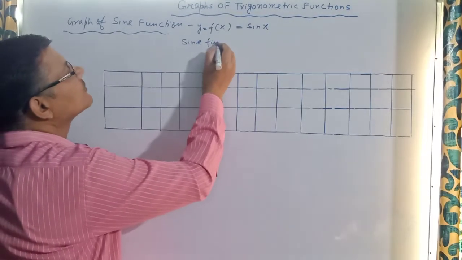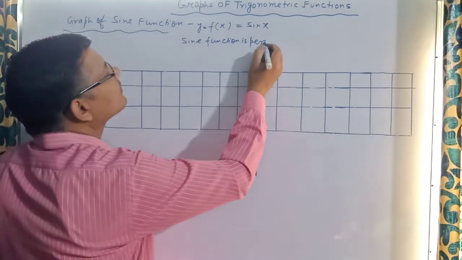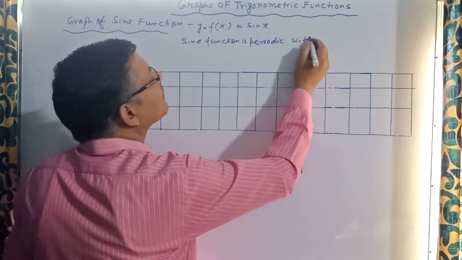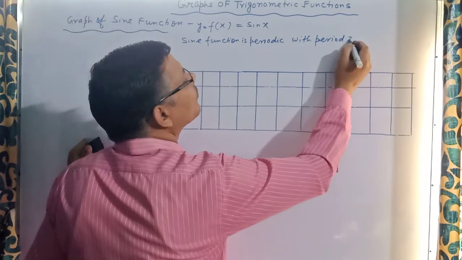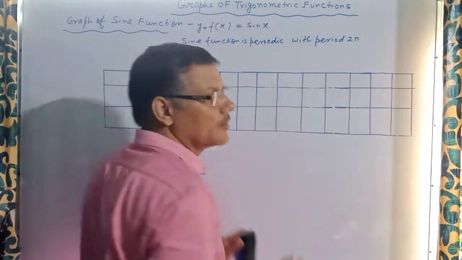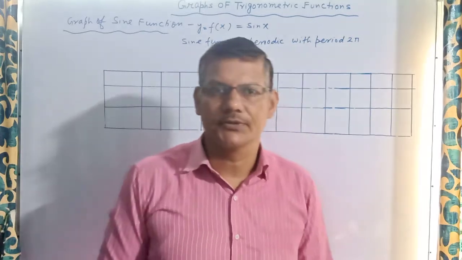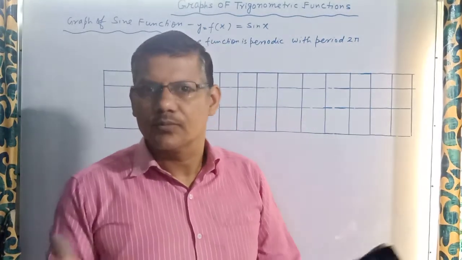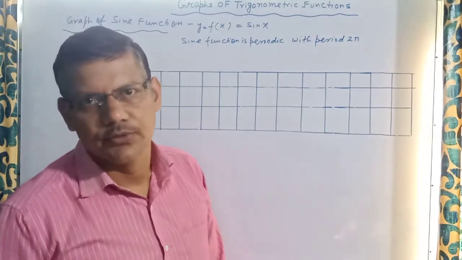sine function is periodic with period 2 pi. What does it mean? It means first of all we wish to get the graph of this function between 0 to 2 pi. Then we extend both sides, that is after 2 pi and before 0.